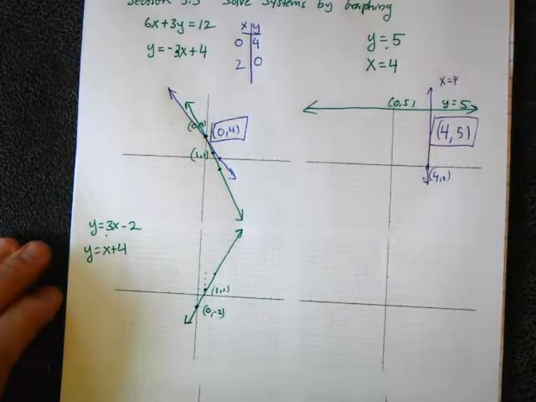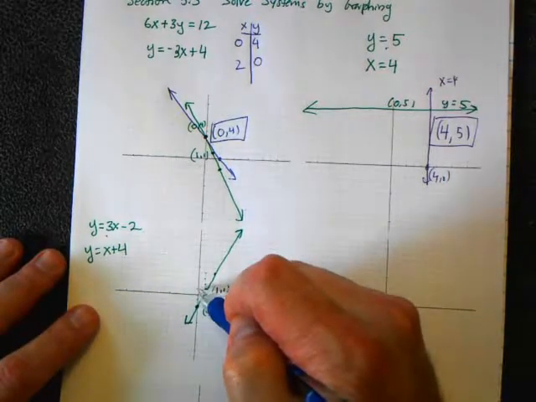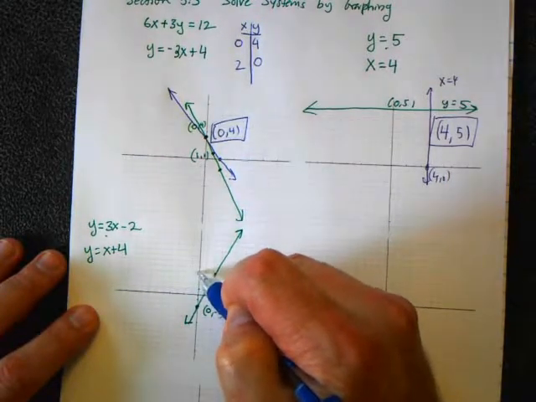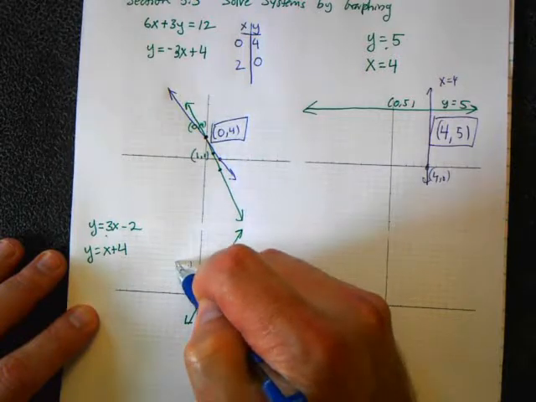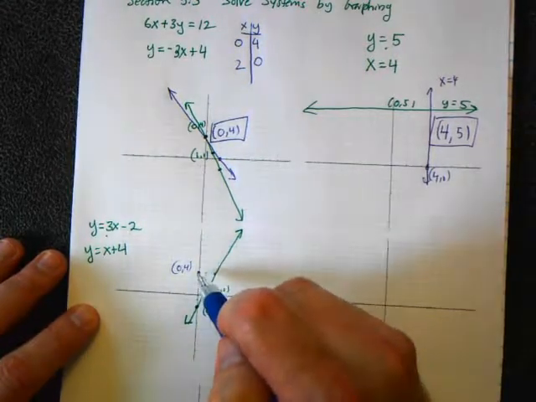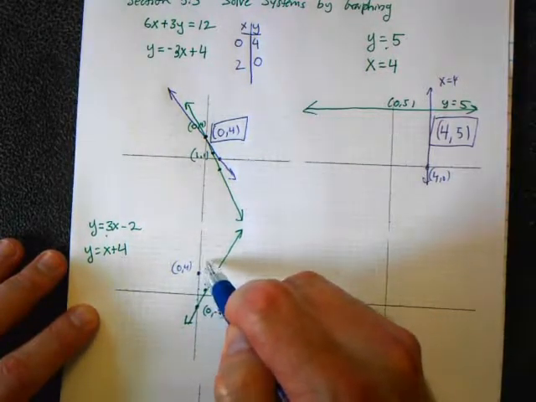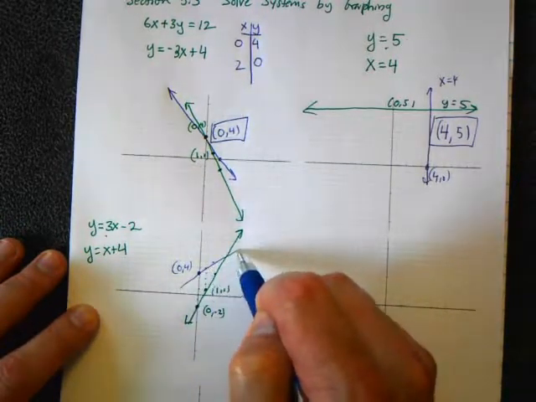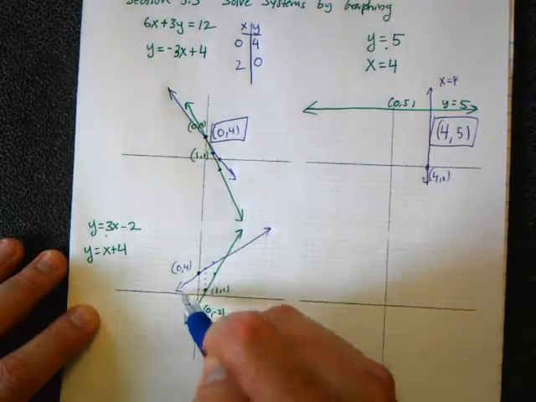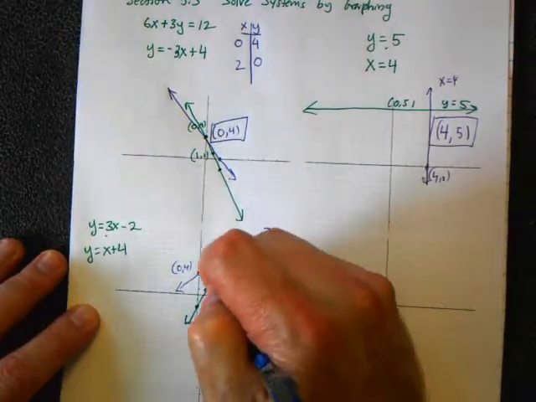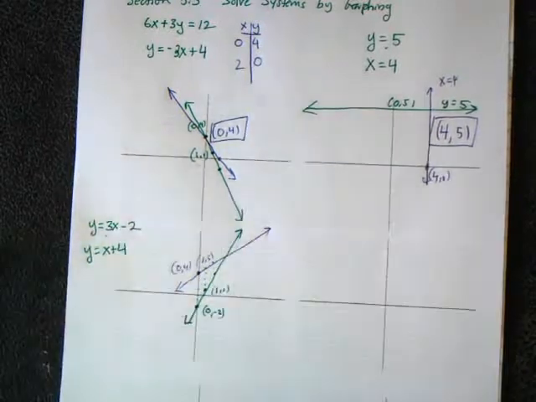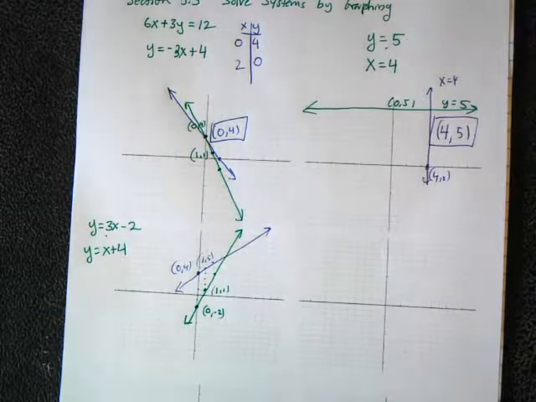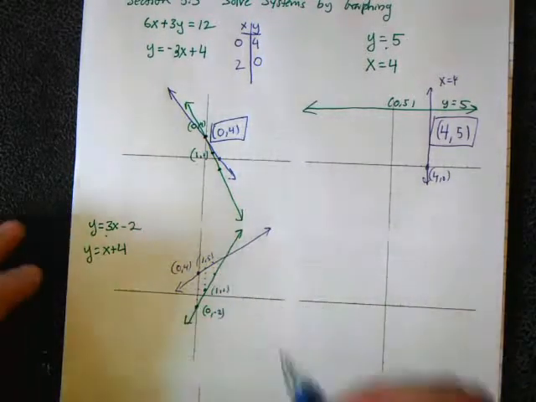All right, how about the second line? Intercept is 0, 4, which is right there. And the slope is 1 over 1, 1 over 1. Looks like so. That's 1, 5. Do those two lines cross? Yes. Where do they cross? Looks like what? 3, 7?